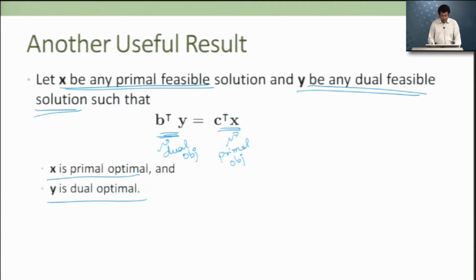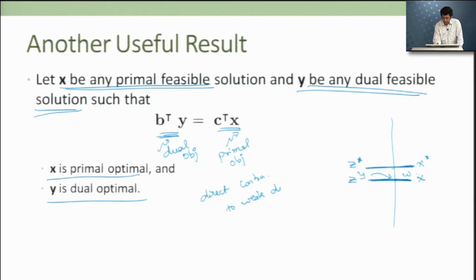Why is that? Well, suppose it's not the case. Then x achieves some primal objective value z, but maybe there is some other solution x star that achieves z star, which is strictly better. But now look at y. y achieves the same value of the dual objective function, which is w. And what you get is a direct contradiction to weak duality. So if this has to hold, then x is primal optimal and y is dual optimal. This is a direct corollary of the theorem that we proved previously. Not very deep, again very simple stuff, but very elegant and very beautiful.